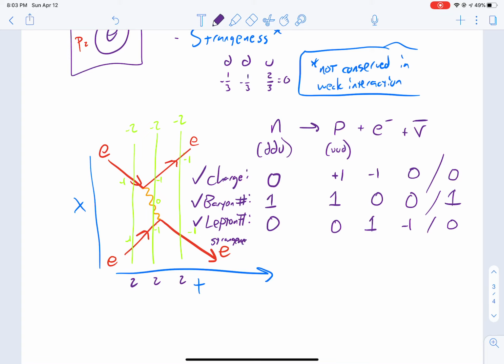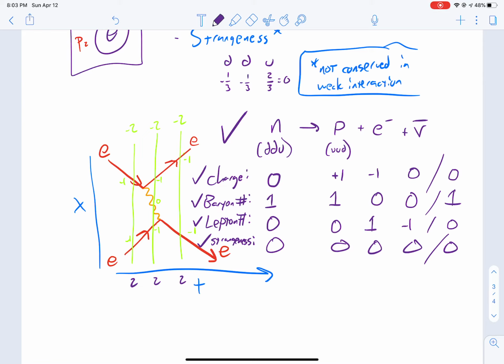Well, this one's sort of easy, because there's nothing strange in here. There's no strange quarks, no anti-strange quarks. Strangeness is 0. No problems. That does check out. And so this could happen.